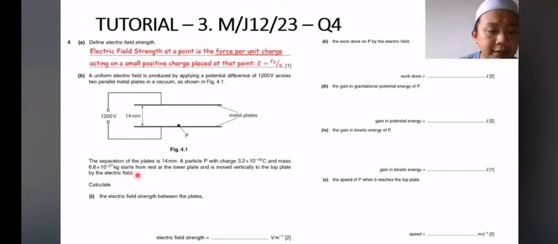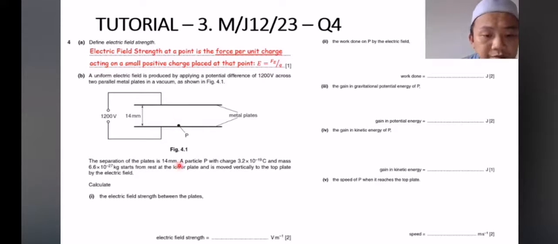by the electric field. So kat sini kita tahu electric field kat sini menggerakkan this particular particle P with mass M 6.6 times 10 to the minus 27. What do you think? Is this a proton or is this an electron with given this type of mass value? Answer in the comments below. So dia kata electric field ni menggerakkan P from this metal plate, from the bottom metal plate going upwards kat sini. Alright.